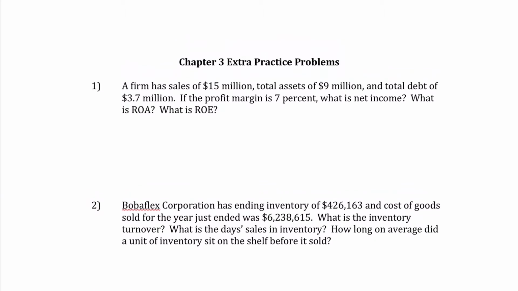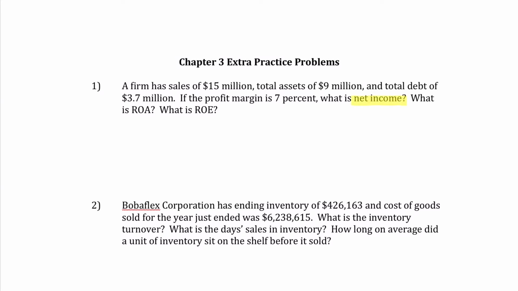So starting off, it says a firm has sales of 15 million, total assets of 9 million, total debt of 3.7 million. They give us the profit margin of 7%, and then they ask for net income, and then ROA and ROE. So the first starting point is to identify what are we solving for. They want to know what is net income.